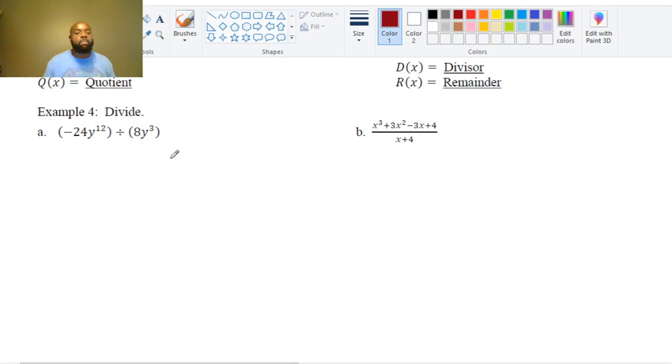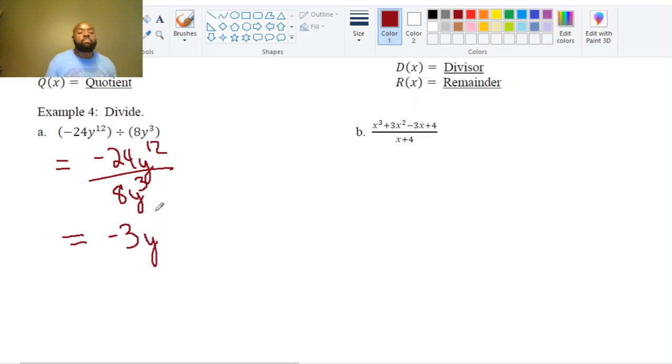I'm going to skip to example 4. Here I have negative 24y to the 12th divided by 8y cubed, right? Well, for me to do this division, 8 goes into negative 24 negative 3 times. And if I subtract my exponents, 12 minus 3 is 9. So I get negative 3y to the 9.